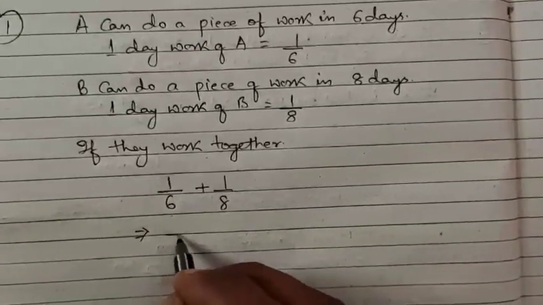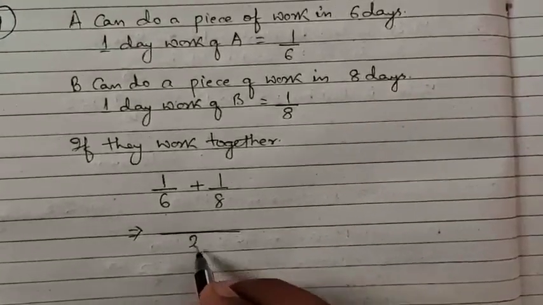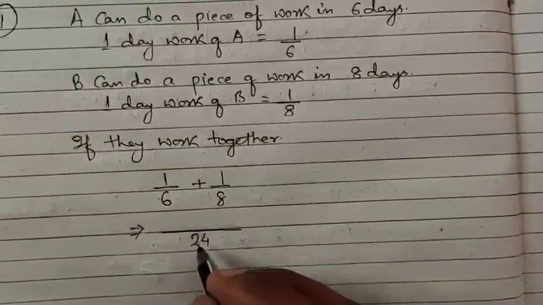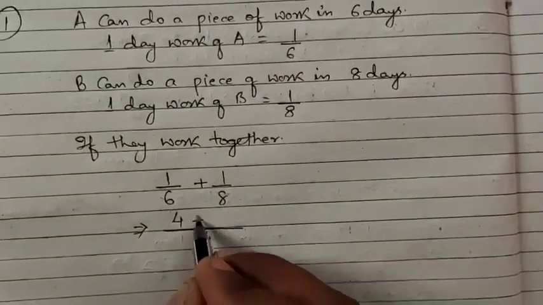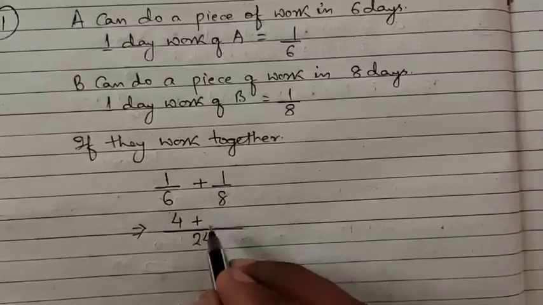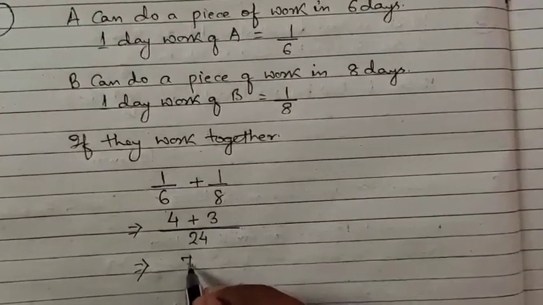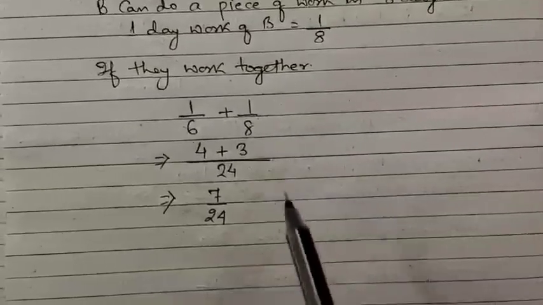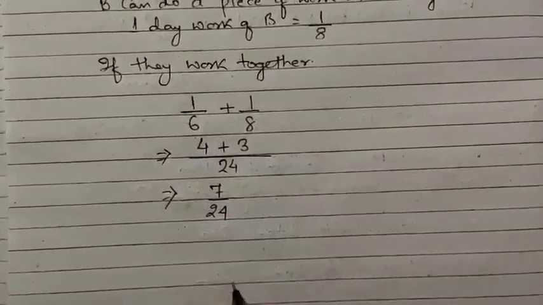First we will take the LCM. LCM will be 24. 6 times 4 is 24, 8 times 3 is 24. So 4 by 24 plus 3 by 24. Now next step, 4 plus 3, 7/24. It means that if they are working together, they can complete this much amount of work in one day.